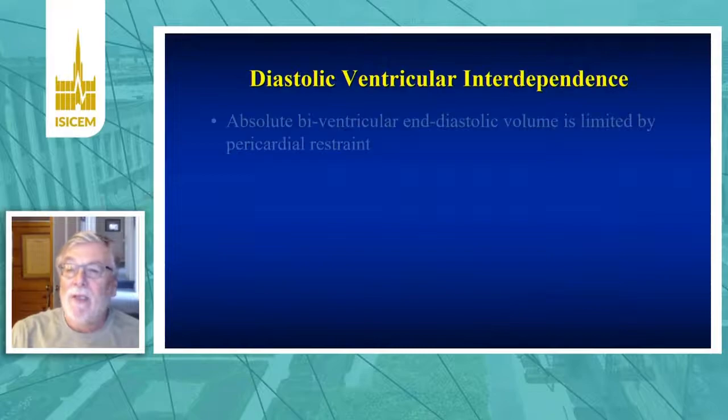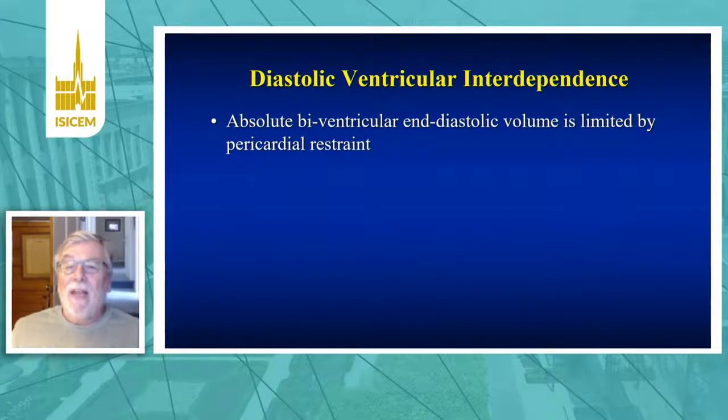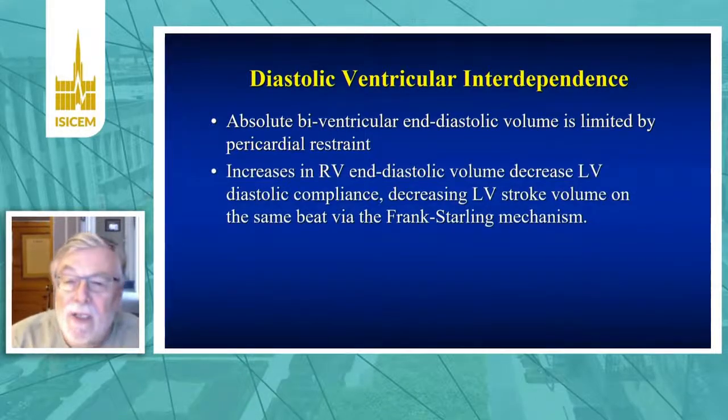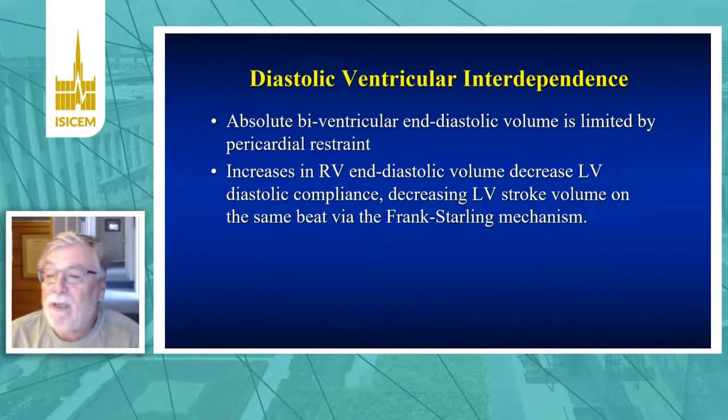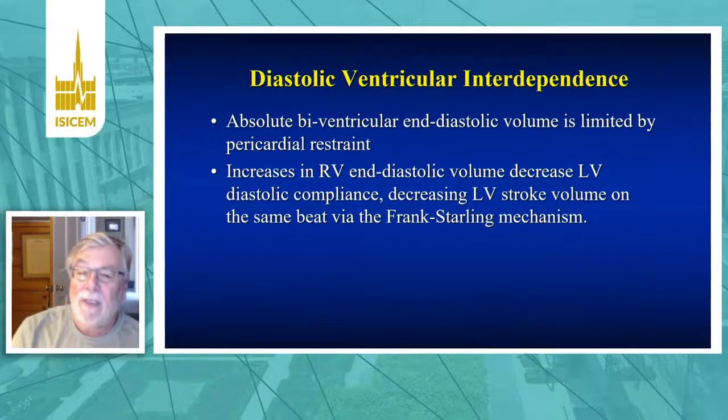So for diastolic ventricular interdependence, we have an absolute biventricular end diastolic volume that we can't get any bigger than, and that's limited by the pericardium. And thus, if either ventricle dilates markedly, there is not enough space for the other ventricle to passively fill. This usually is manifest by an increase in right ventricular volume because the right ventricle is much more compliant than the left ventricle. So increases in right ventricular end diastolic volume decrease left ventricular diastolic compliance, causing left ventricular stroke volume to fall on the exact same beat based on the Frank-Starling mechanism of decreasing preload.